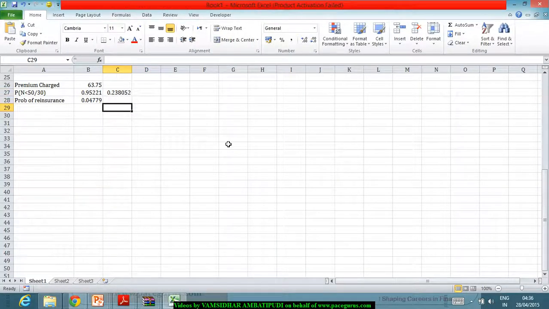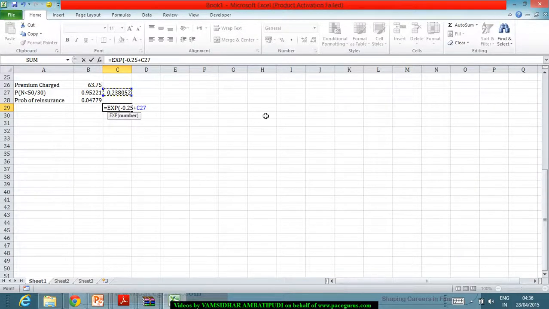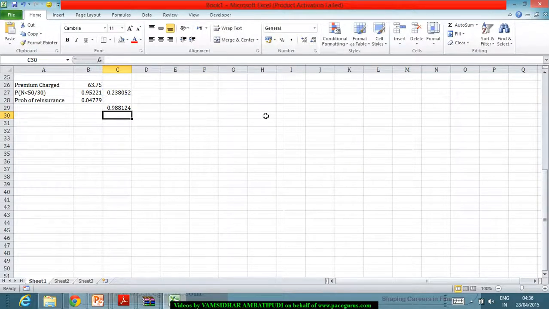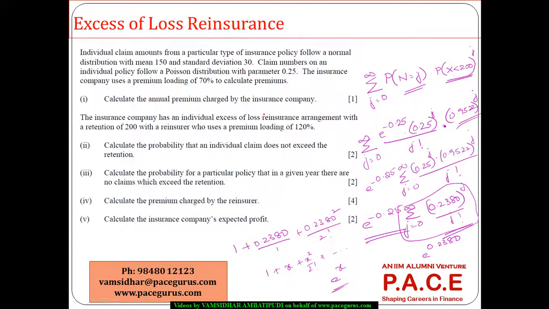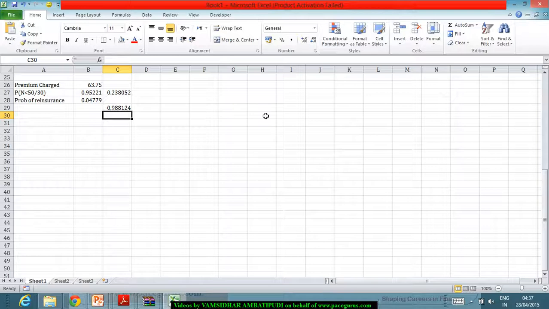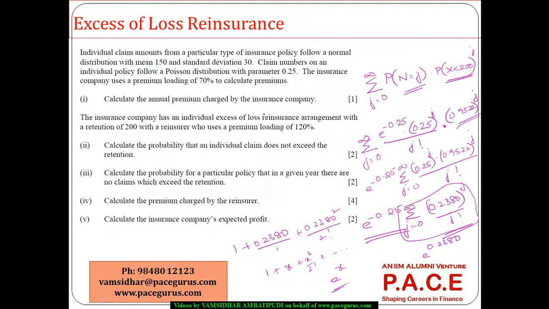So the multiplication is going to be e to the power of minus 0.25 plus 0.238, resulting in 98.81. So there is a 98.81% chance that for a single particular policy in a given year, there are no claims which are exceeding the retention limit. Only around 1.2% chance that the claims can exceed the retention limit.